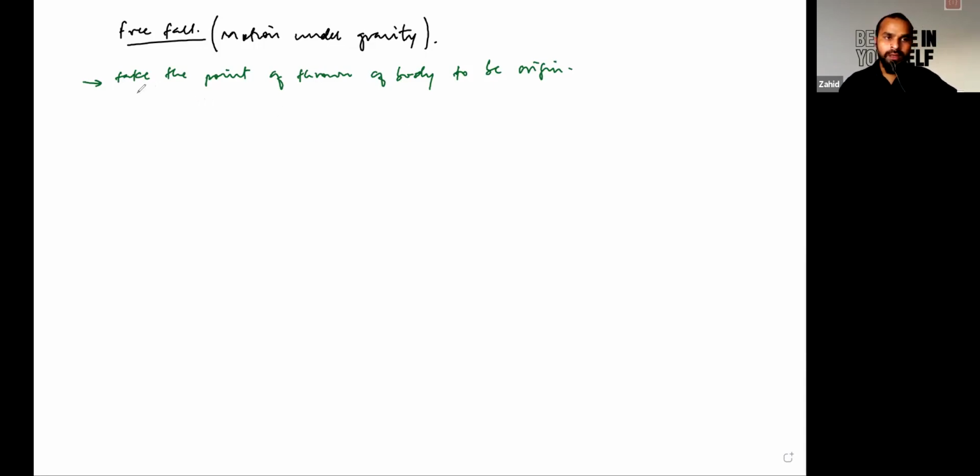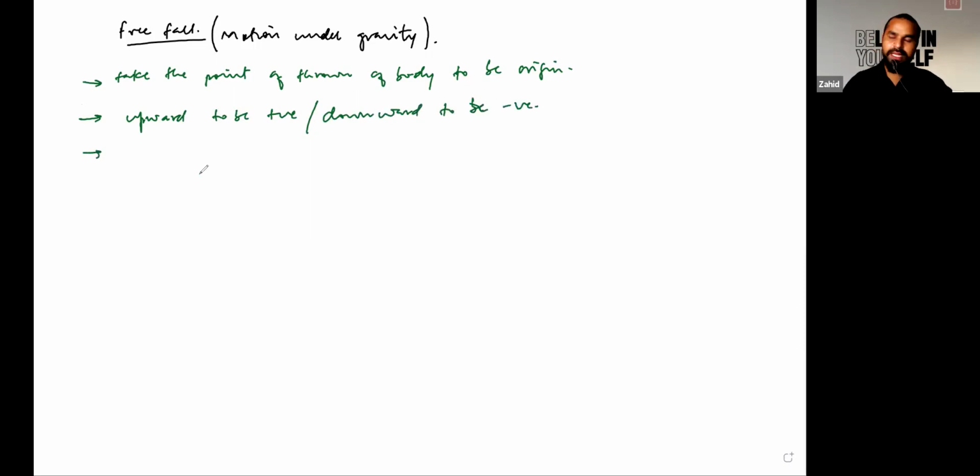Let's take the point of throw to be the origin of that particular body. From that origin, all upward quantities would be positive, and all downward quantities would be negative.